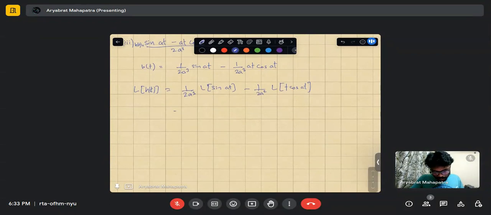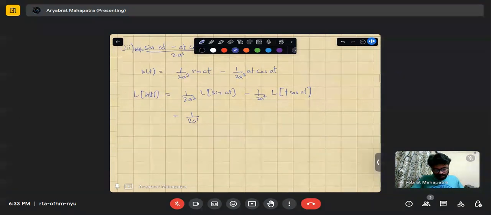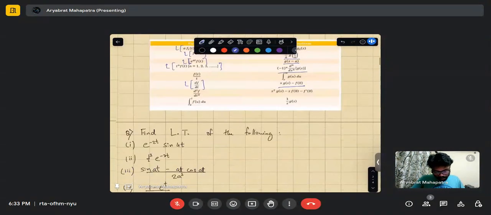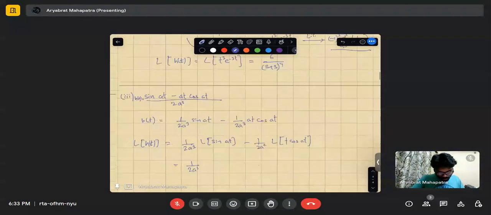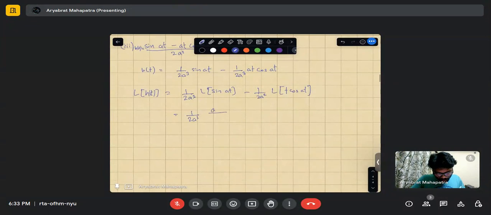Then from here you can just simply use the result of the Laplace transform of sin at, which is given right here again. The Laplace transform of sin at is a over s squared plus a squared, then minus 1 over 2a squared, then the Laplace transform of t cos at.